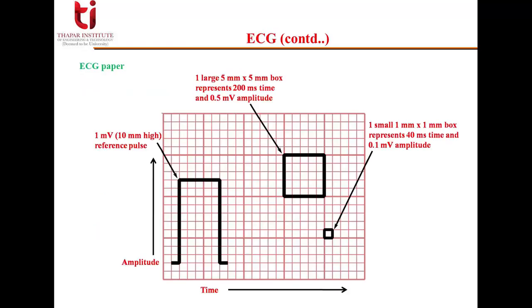Now let's look at the dimensions of an ECG paper. On the x-axis it represents time, mainly in milliseconds. On the y-axis it is amplitude, mainly in millivolts. One large box, of 5 mm by 5 mm, represents 200 milliseconds of time and around 0.5 millivolt amplitude. The small box, of 1 mm by 1 mm, represents 40 milliseconds of time and 0.1 millivolt amplitude.